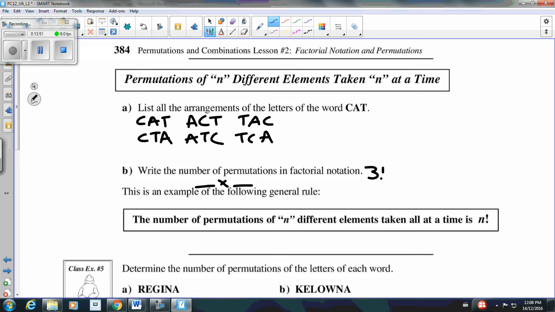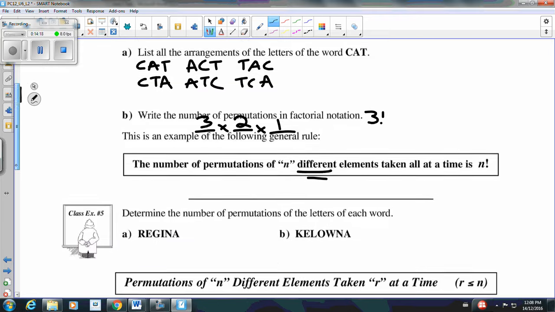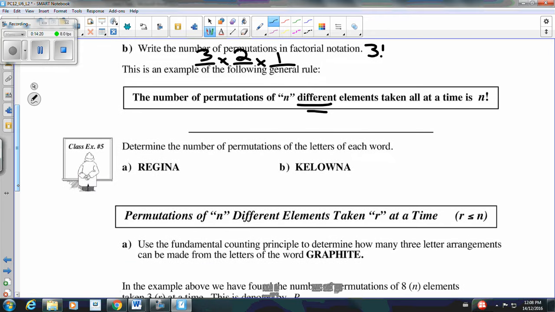You can also think of it like we did in the last example and saying, well, I got 3 letters, so I have 3 choices for the first one, 2 choices for the middle one, and 1 choice for the last one, which is 3 factorial. The number of permutations of n different elements, this is going to be a key word, n different elements taken all at a time is n factorial.